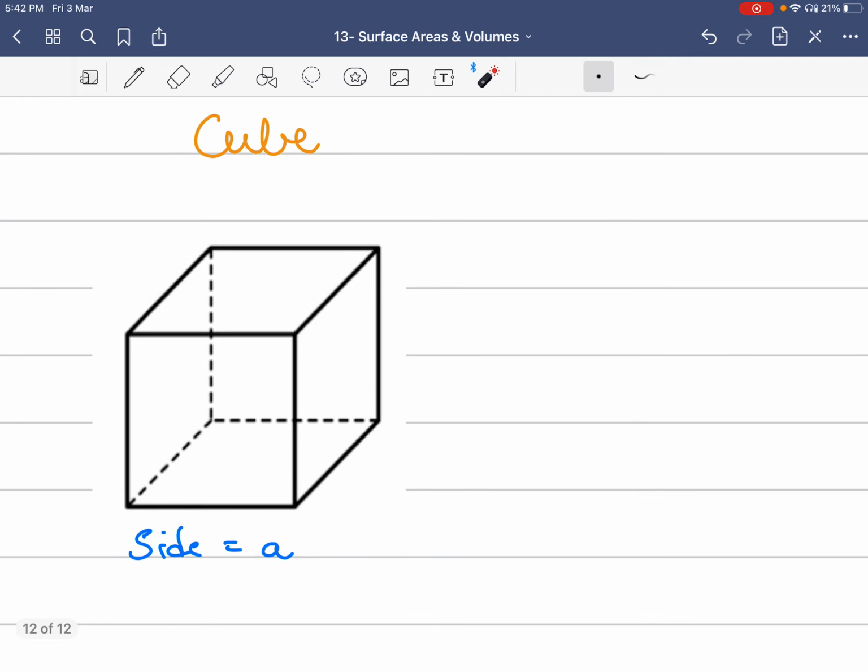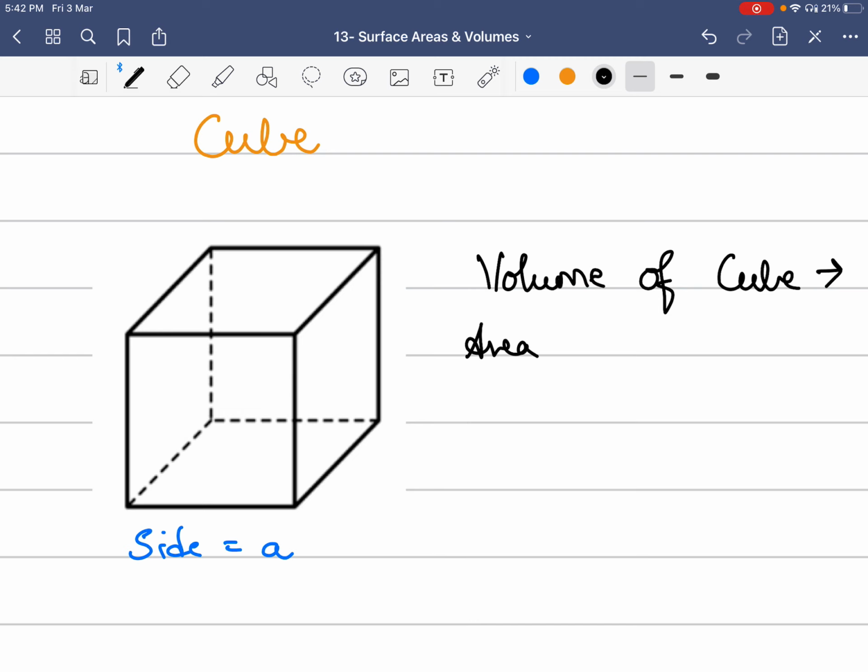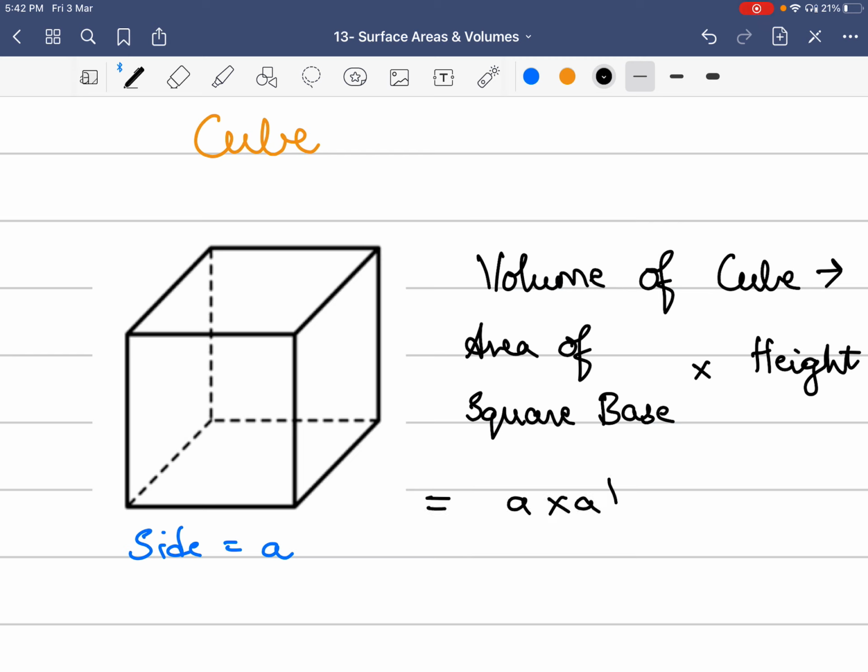Now how do we find the volume of a cube? So I'm just going to write here volume of the cube. The concept is the same. Volume will be the area of the square base into height. This concept is the same to calculate the volume of any three-dimensional figure: we calculate the area of the base and multiply it by the height. So what will be the area of the square base here? It will be a into a, because it's a square, side into side. And what is the height? Height is also a, because it's a cube. All the sides are equal to each other, and that is equal to a cube, or we can just say side cube.